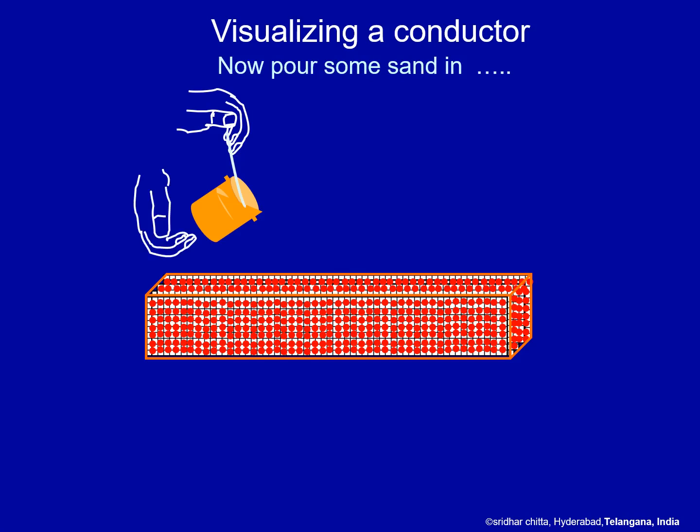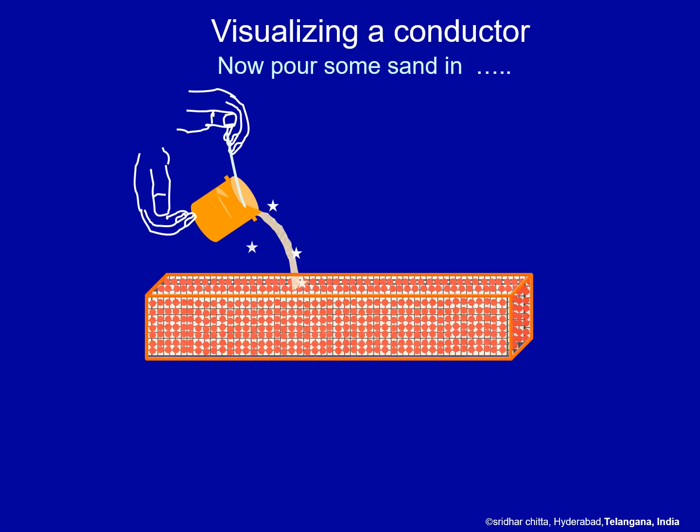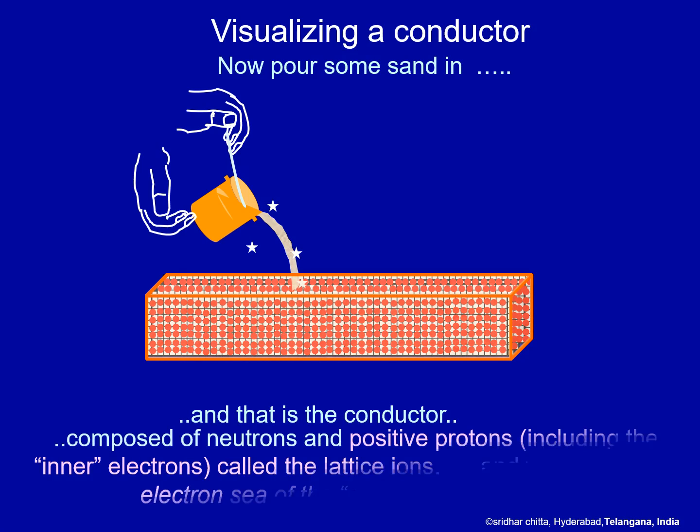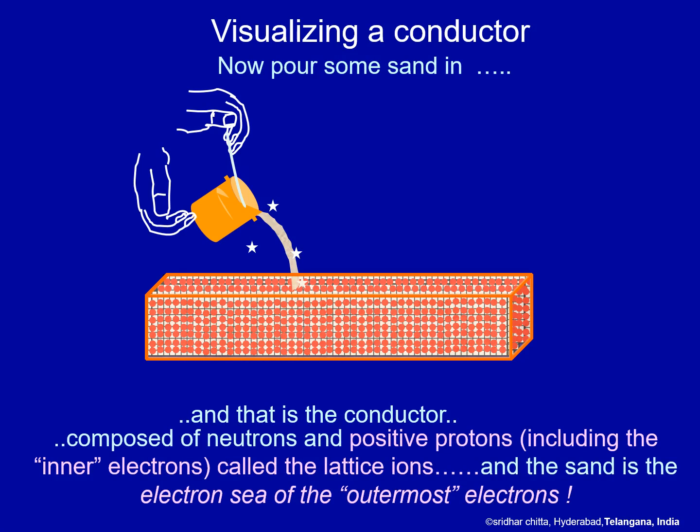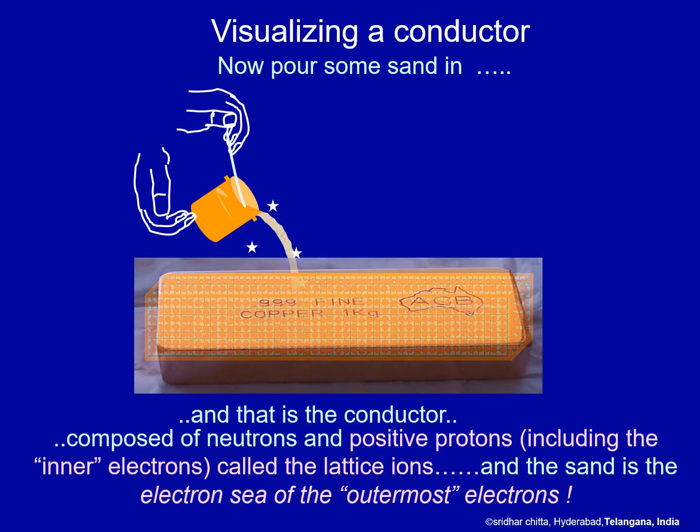Now pour some sand in. And that is the conductor. The lattice ions are composed of neutrons and positive protons, including the inner electrons, and the sand is the electron sea of the outermost electrons.